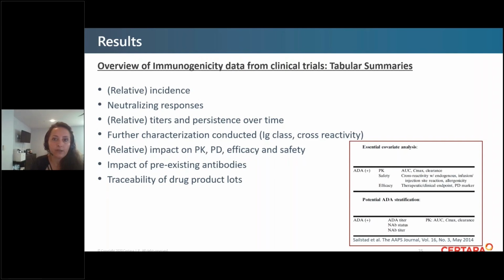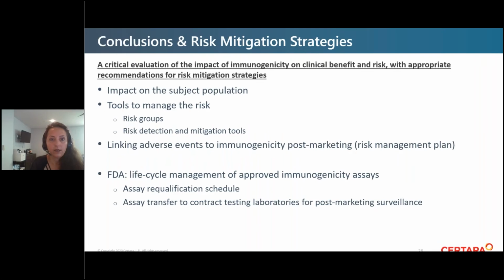And for some of these things, say for a molecule that has PEG, did you have pre-existing antibodies? What were your pre-dose positive samples? And then you want to have the traceability of the drug lots. Was there any difference in the drug lots that were used throughout the development process?